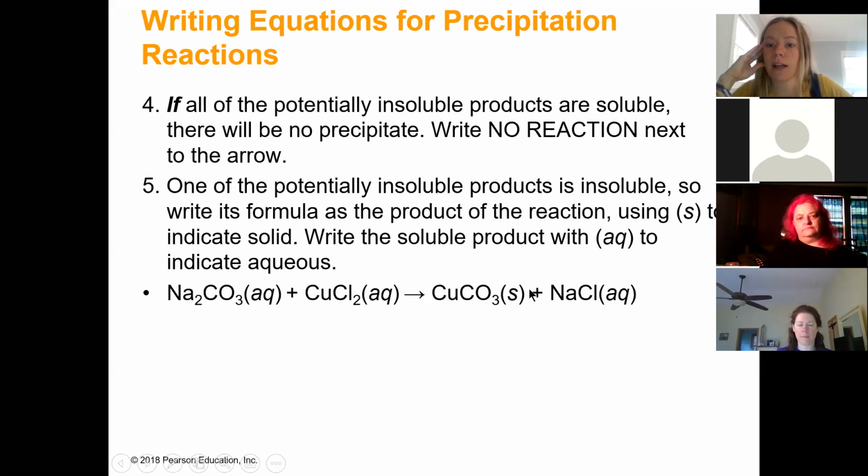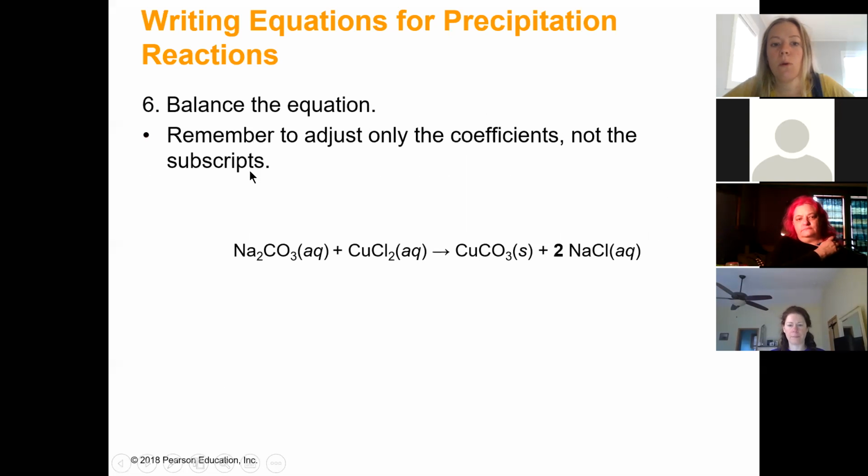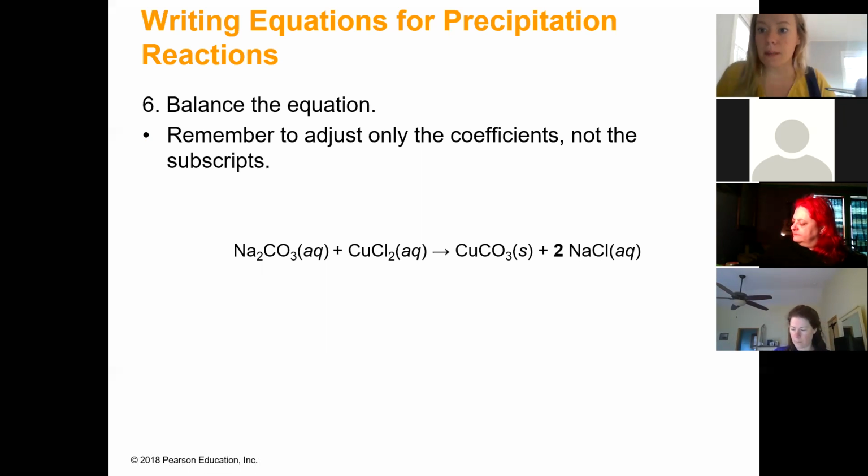But in this case, we do have a reaction. And so we do have a precipitate. We want to balance the equation. That's the last thing that you want to do here. So we're going to throw a 2 in front of the sodium chloride just to get the right number of atoms on both sides. So it's not too bad, right?